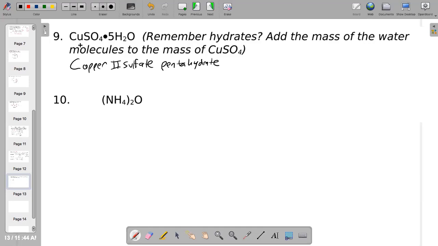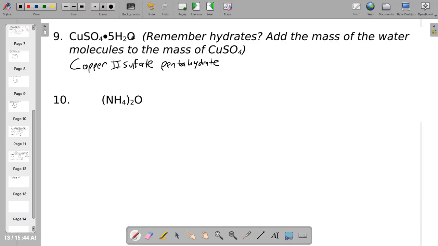So I know it's copper 2 because the sulfate anion has a charge of 2 minus, and in order for there to be 1 copper for every 1 sulfate, it's got to be copper 2 with the sulfate. And then 5 is penta, and 5 water molecules for every copper 2 sulfate pentahydrate. So here's the thing you got to do. For every 1 copper sulfate, there are 5 waters.